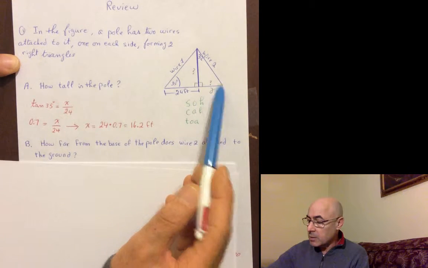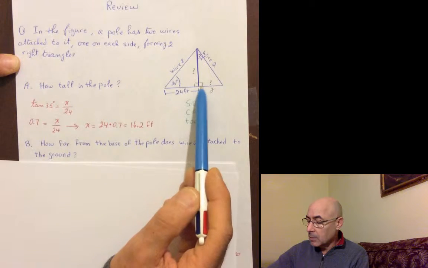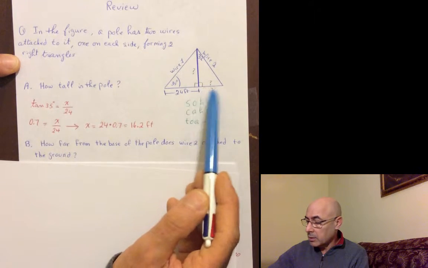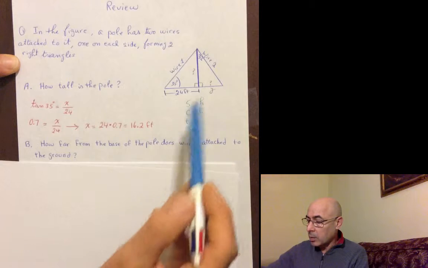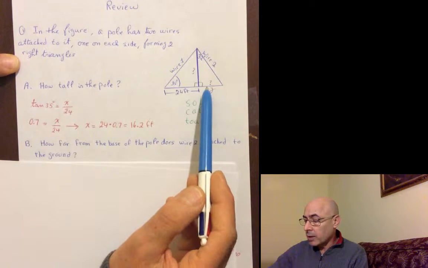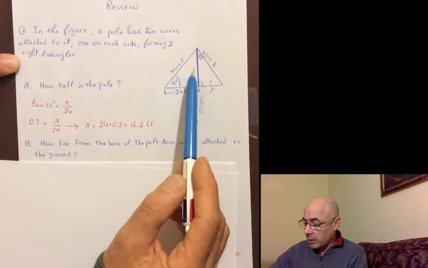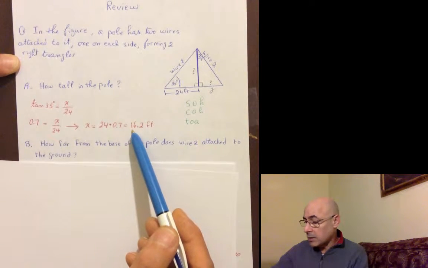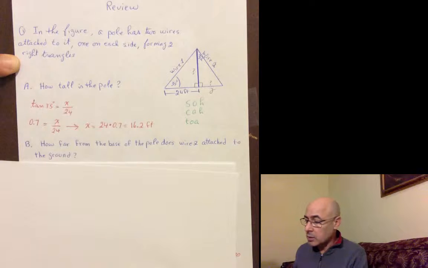Part B, how far from the base of the pole does wire 2 attach to the ground? How far from this base is wire 2 attached? Like, how long is this? We are going to call it y. We know the 32 degrees. We want to find the opposite. The adjacent is given from part A, 16.2. So I can use tangent one more time.